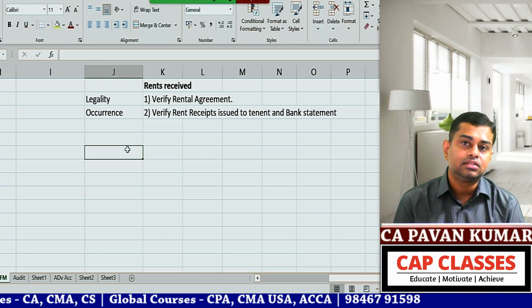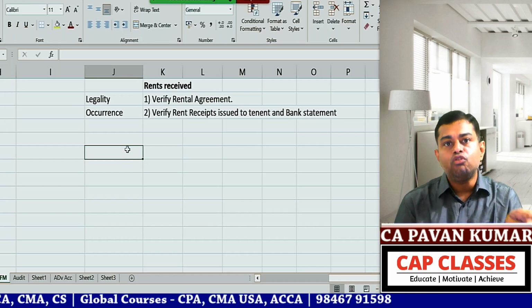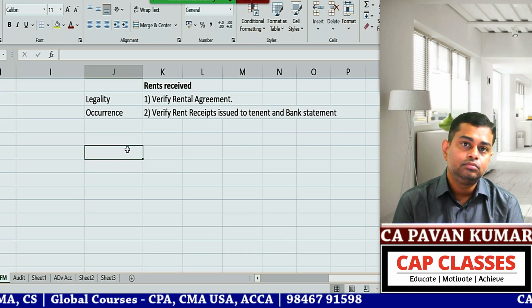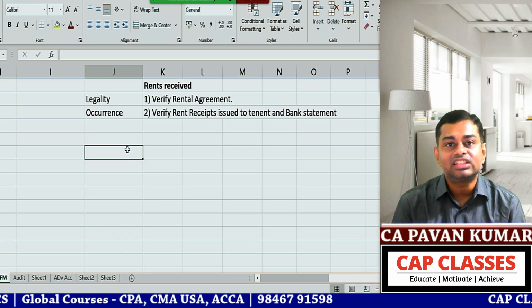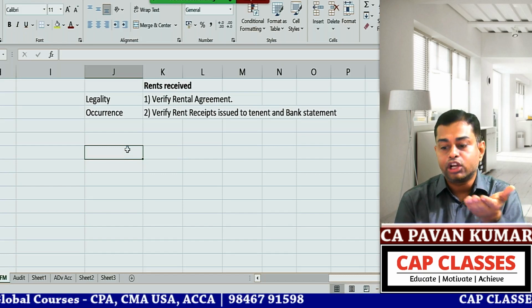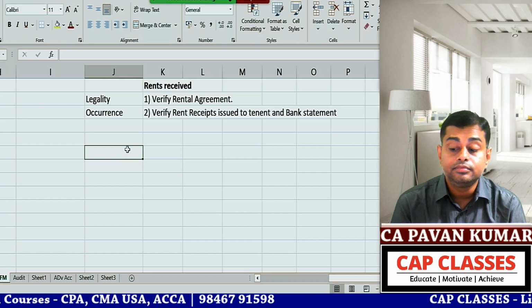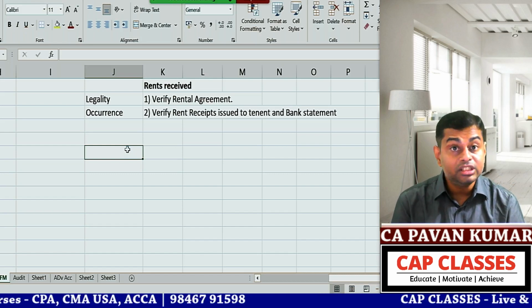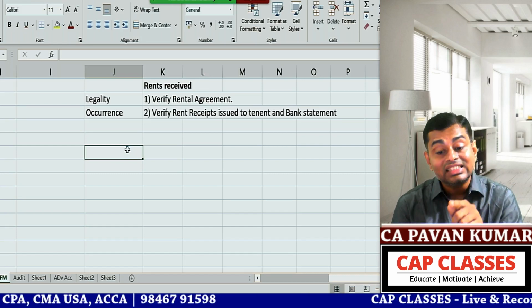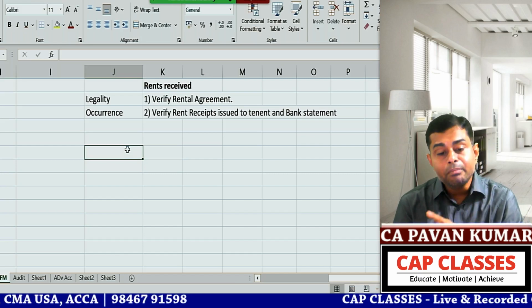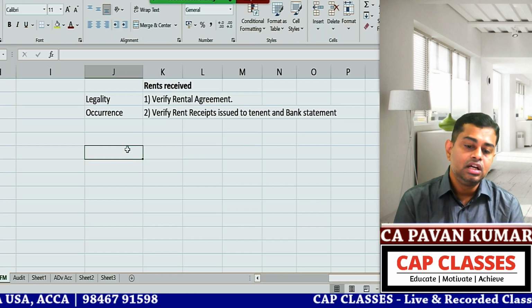But if you are running a business, then definitely for accounting purposes you will ask for a rent receipt. You will go to the owner and say, sir, the amount of 25,000 is transferred, can you give a rent receipt? Because your auditor will ask, your accountant will ask. Verify rent receipts issued to tenant. Verify bank statement. This is the second item.